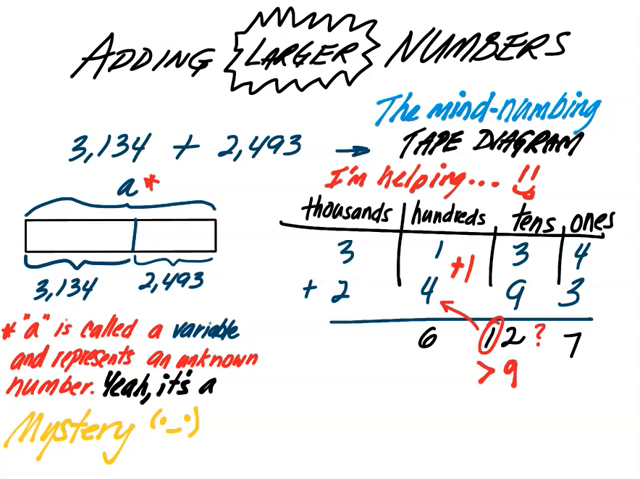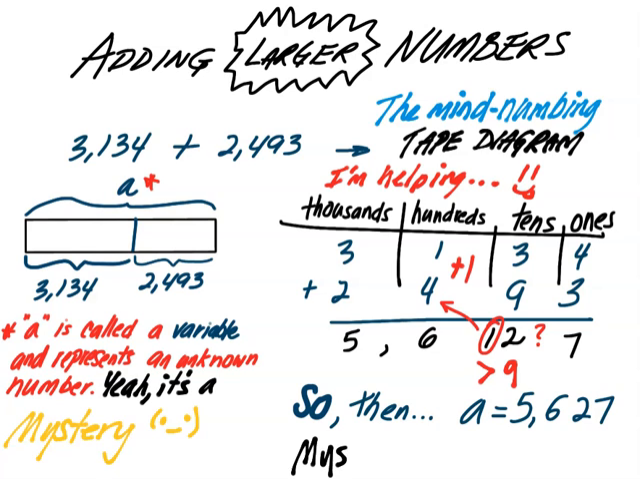So I add that extra 100 in, and I end up with 600s. No need to do anything else there. And 3 plus 2 is 5. Piece of cake. So my answer turns out to be 5,627. It would help if I wrote that, only because it looks a little bit janky right now. And there it is. Mystery solved. On to the next problem.